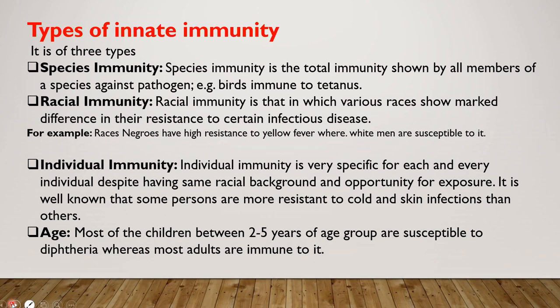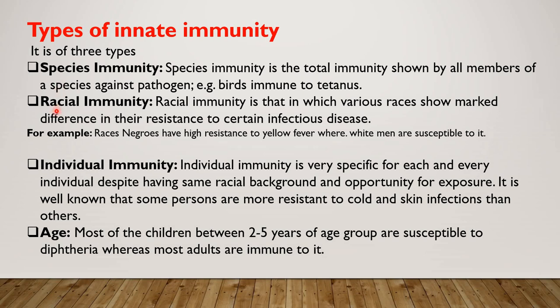Next is types of innate immunity. There are basically four types of innate immunity. First is species immunity. Species immunity is the total immunity shown by a member of a species against pathogens. For example, birds are immune to tetanus.